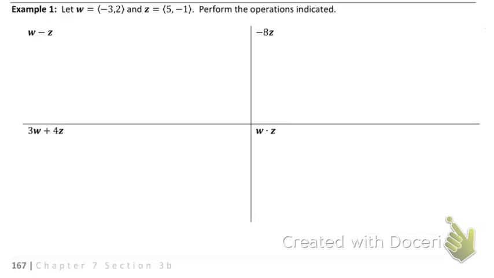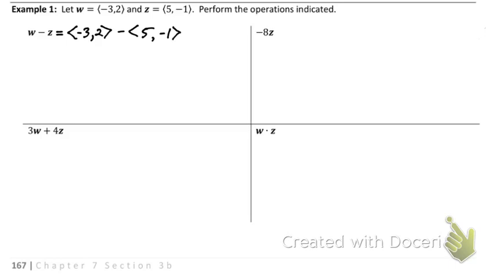Let's do some examples. So if you look here, see that W times Z in the bottom right-hand corner? That's a dot product. I'm not going to specifically say you need to find the dot product. You just need to read that and go, that's not multiplication with vectors. That is, in fact, a dot product. But let's do W minus Z first. So W minus Z is really just saying take the components of W, which are negative 3 and 2, and subtract away the components of Z, which would be 5 and negative 1.